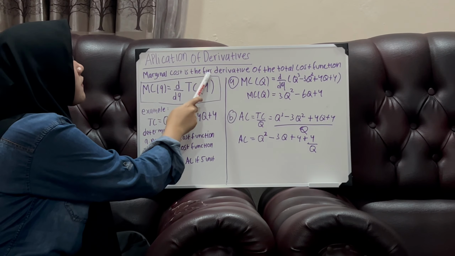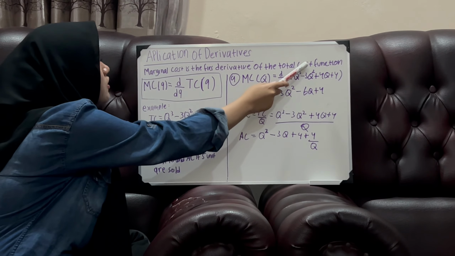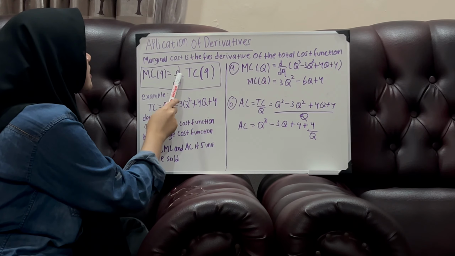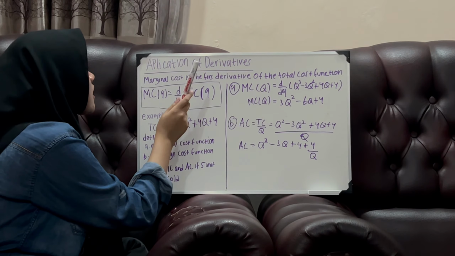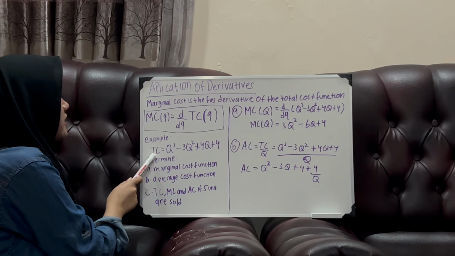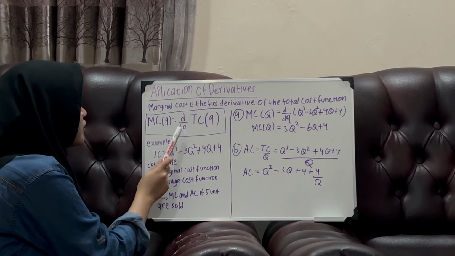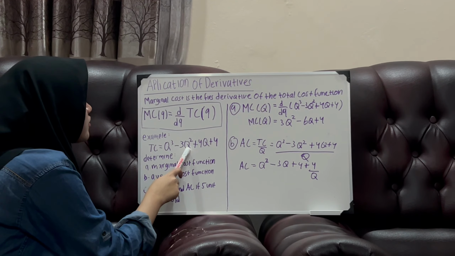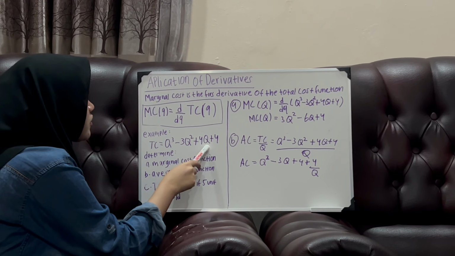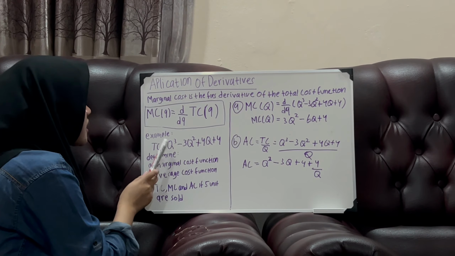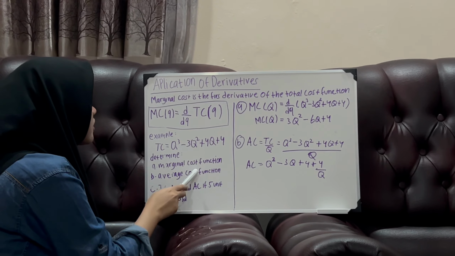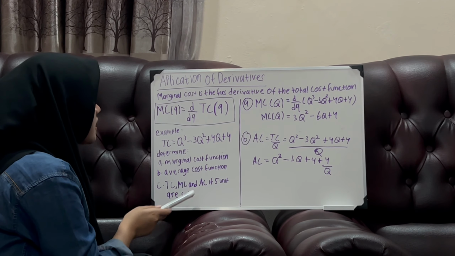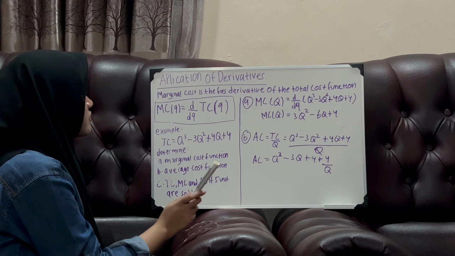Marginal cost is the first derivative of the total cost function. The formula is MC(Q) equals d/dQ TC(Q). Example, TC equals Q cubed minus 3Q squared plus 4Q plus 4. Determine A, marginal cost function, B, average cost function, C, TC, MC, and AC if 5 units are sold.